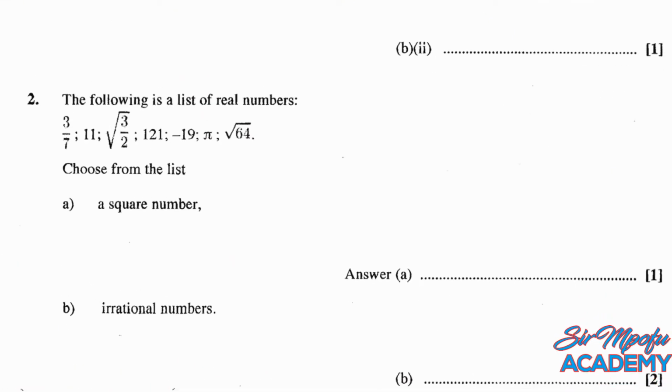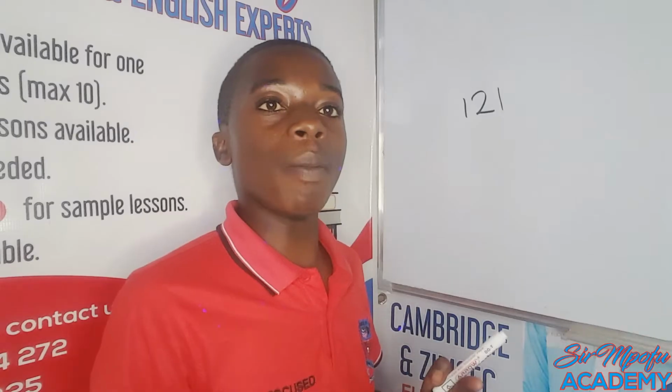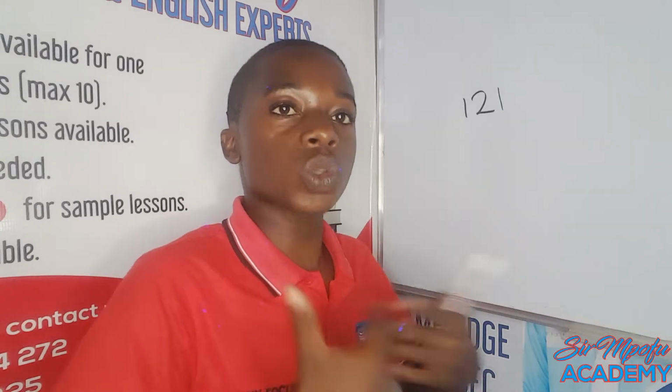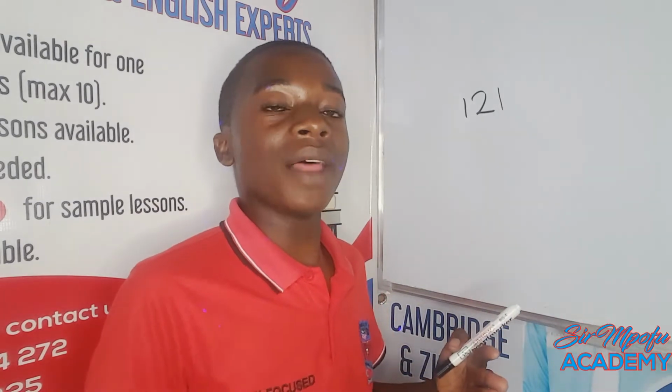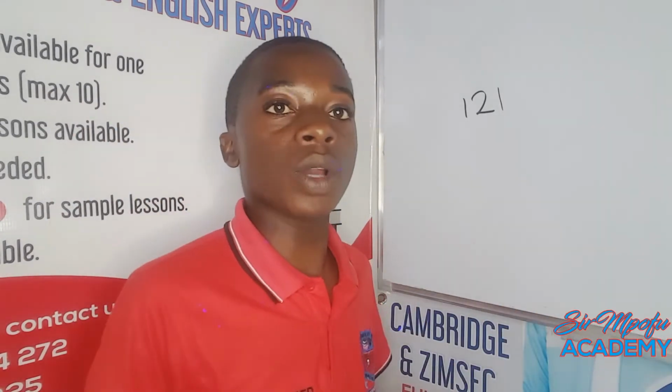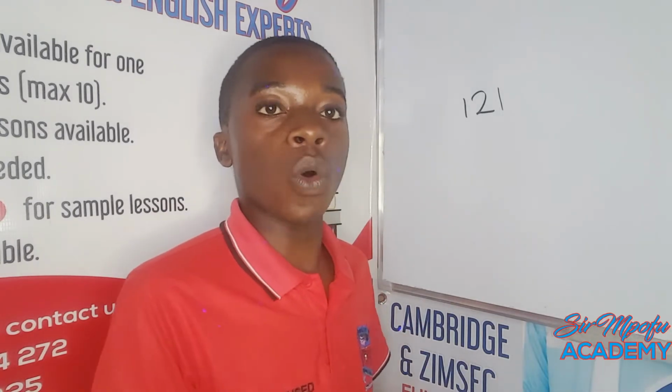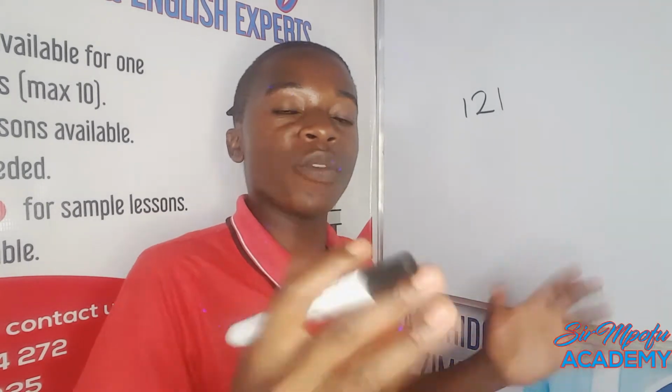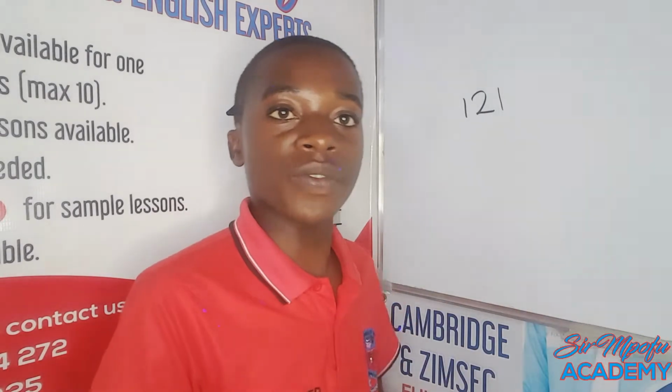The following is a list of real numbers. Choose from the list a square number. Remember, a square number is a number which is having a square root. It's a number that we find after multiplying a certain number by itself. For instance, 2 times 2, that's 4. So 4 is a square number. Another example, 5 times 5, that's 25. So 25 is a square number.